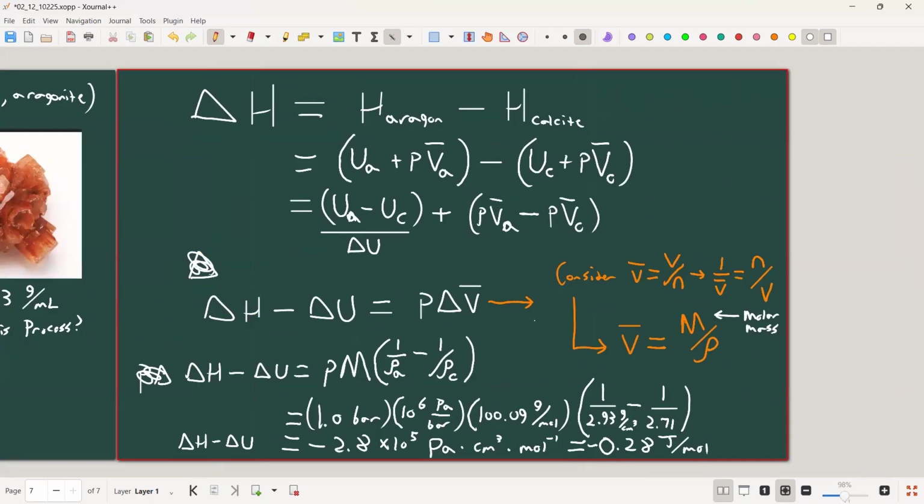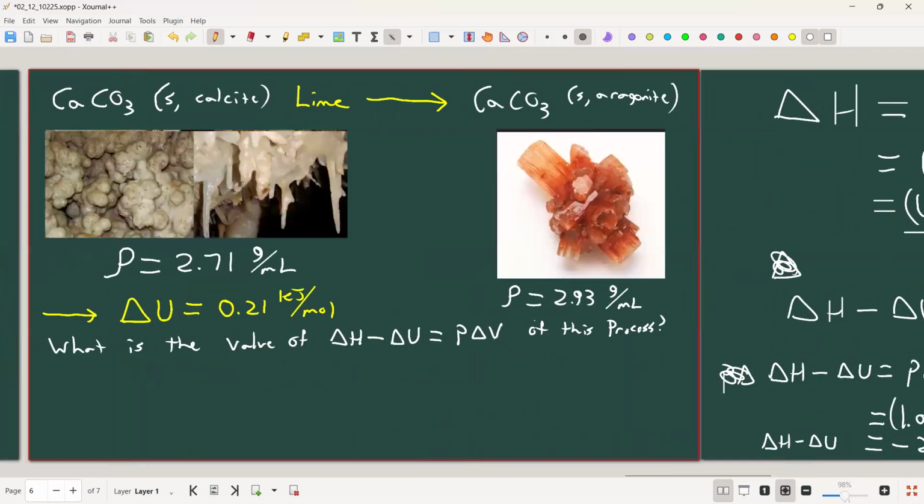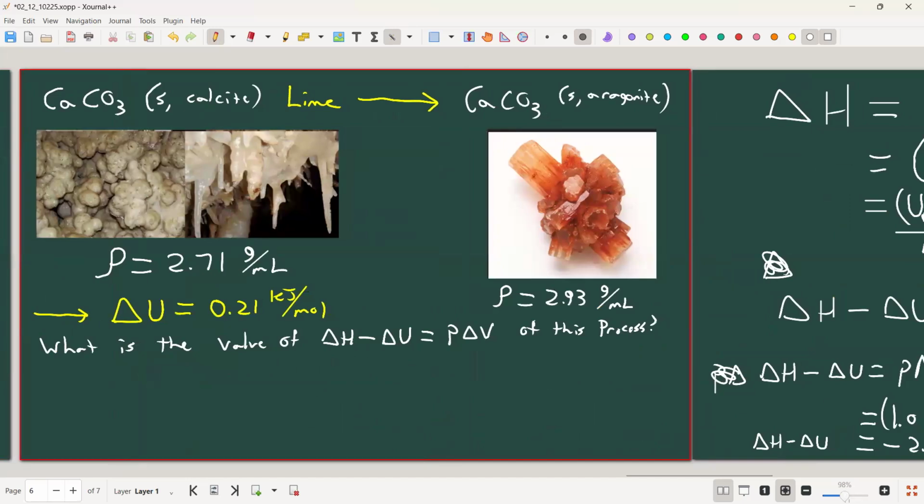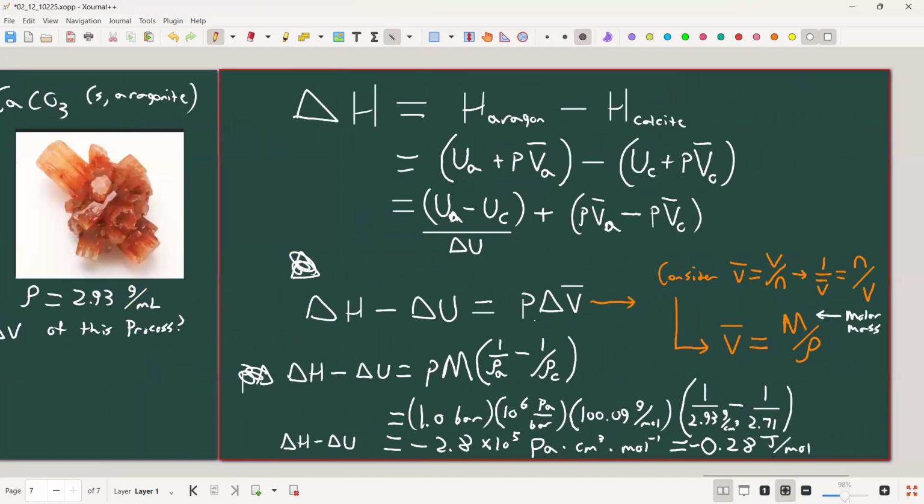mole. Now, how much did I say the total energy change of the system was? The total energy change of this, did I write it down? Yeah. It is 200 joules per mole. So of that 200 joules per mole, only a third of a joule is used for PV work. The rest of it is just heat.